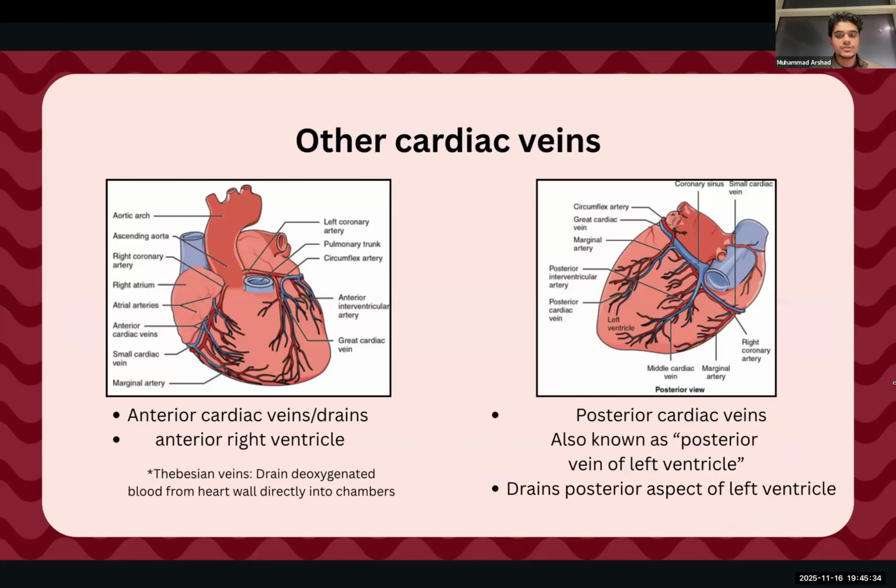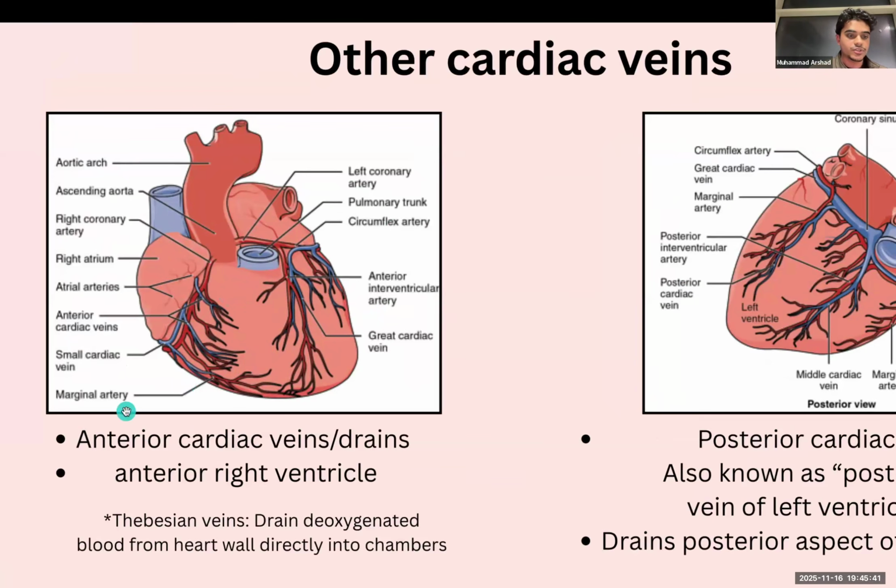Okay, so these are some other cardiac veins. To be honest, they're not as important, but he could potentially ask you about them, so I'm just going to be going over them. This is the anterior cardiac veins. They're present, obviously, anteriorly. And all you really need to know is that they drain the anterior of the right ventricle. As you can see here, they're running alongside the right coronary artery. Right? So they're right over here.